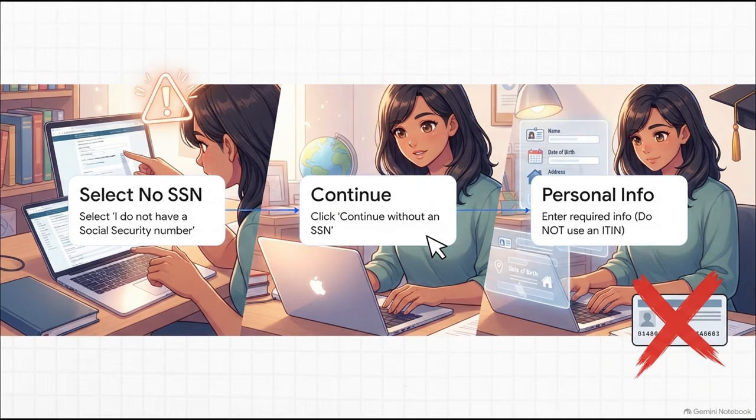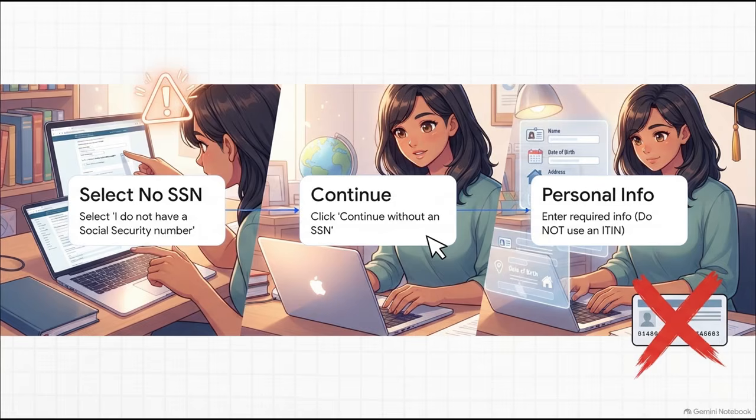For contributors like undocumented parents or citizens of the freely associated states, you'll just follow a slightly different path. You'll select a little box that says, I do not have a Social Security number. A warning is going to pop up, but don't panic. Simply click Continue without an SSN. Then you just input your personal information. And here is a very critical warning. Do not use an ITIN or individual taxpayer identification number as a replacement for an SSN in this field.